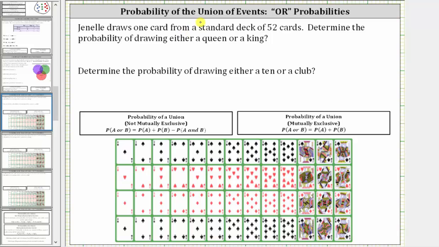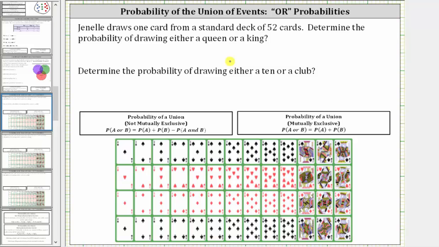Janelle draws one card from a standard deck of 52 cards. Determine the probability of drawing either a queen or a king, then determine the probability of drawing either a 10 or a club. In this video, we will determine the probabilities by using the idea that we know that probability is equal to the favorable number of outcomes divided by the total number of outcomes.